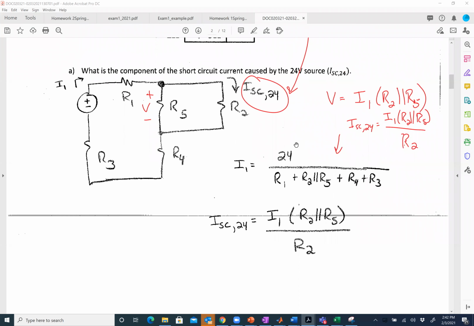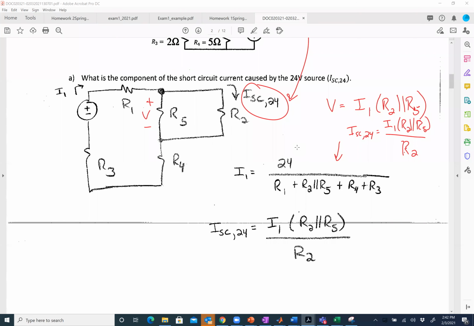Okay, so, wait, why is R4 plus R3? Sorry, what was that question? Something about R4? Yeah, why are those in series, not parallel? Is it just because you add the? Well, so look at it.